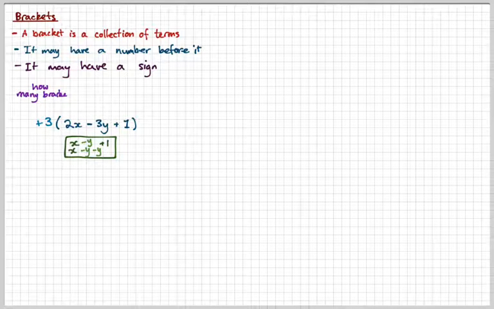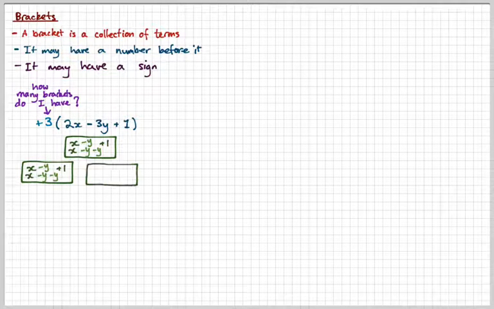So, this plus 3 says how many brackets do we have? How many brackets do we have? Well, we have 3 of them. You can see my drawing there where I've drawn a rectangular box with the terms inside. But I have 3 of them, so I can draw 3 of these boxes.